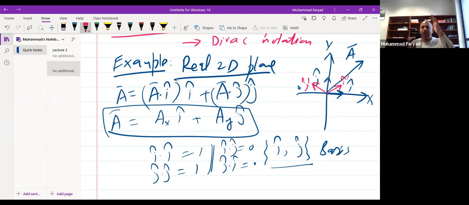It's equivalent to rotating your xy plane and then expressing all of your vectors in terms of the new i and j. So that can work. That's why we can have multiple bases for the same plane.